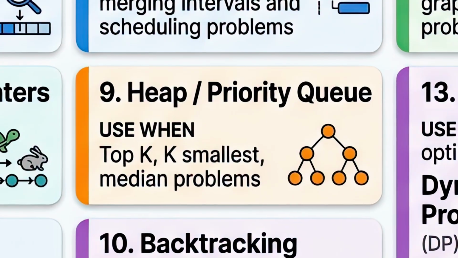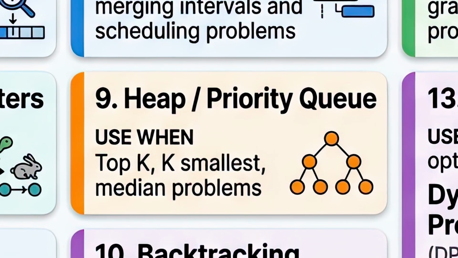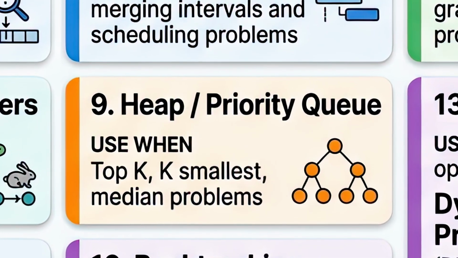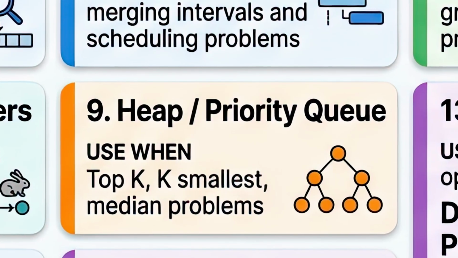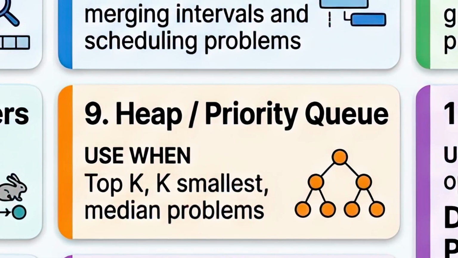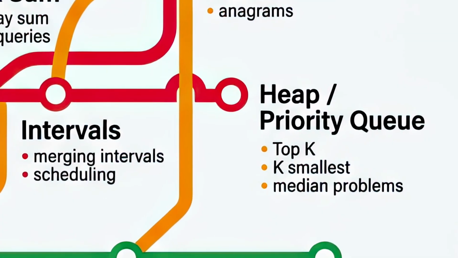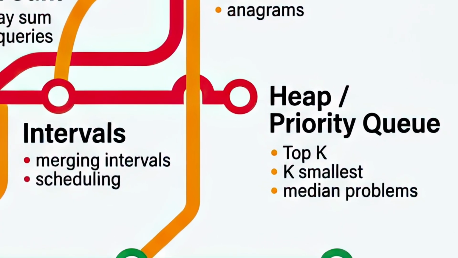So when exactly are we going to use this particular pattern? This pattern is most likely used whenever you are asked to get the minimum number, get the maximum number, get the largest number, or get the smallest number, or else top k elements, or a median problem. If you see these kinds of keywords, then you can use this particular pattern.